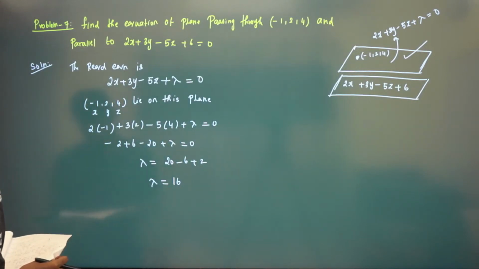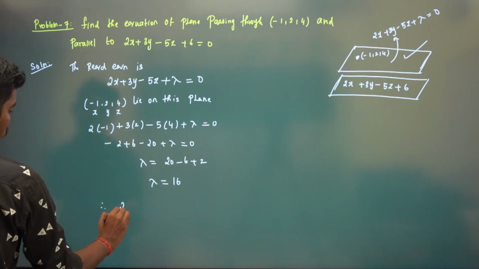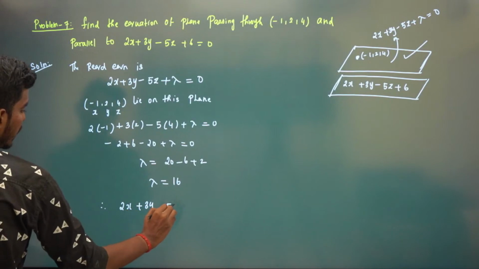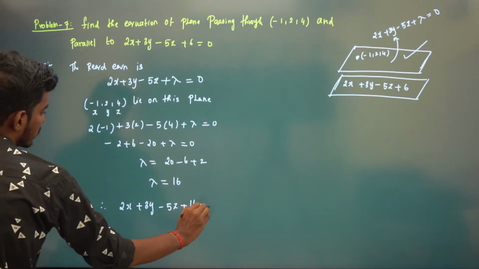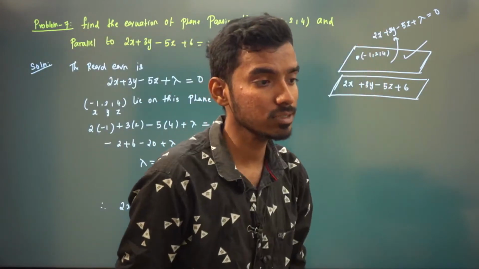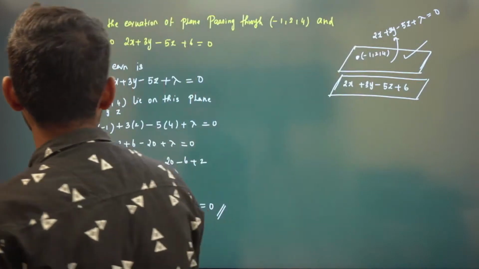So you will get the required equation: 2x plus 3y minus 5z plus 16 is equal to 0. This is the equation of plane that is parallel to this plane as well as passing through that point.